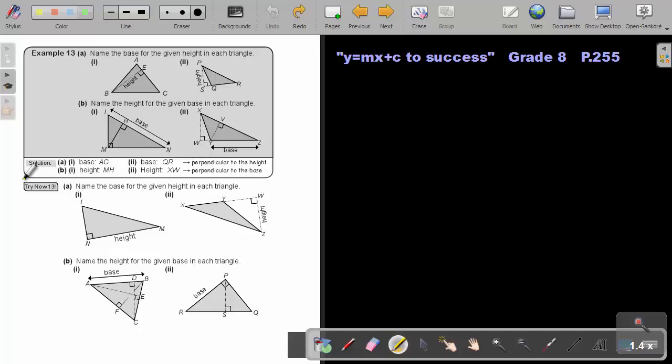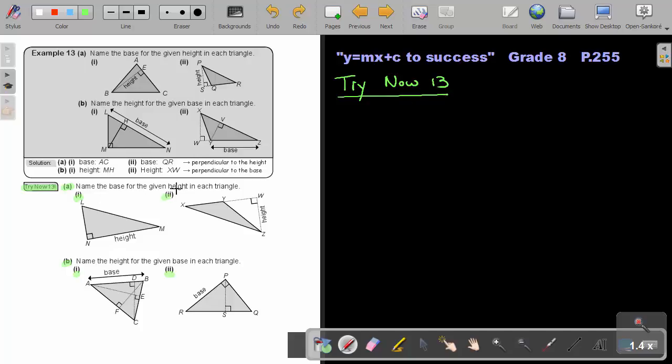Okay, this is very important that you can name it correctly, because remember the area of a triangle is half base times height. Okay, so do number 8, all of them, and as soon as you are finished, you can continue with the video. Okay, let's start. Now 13.